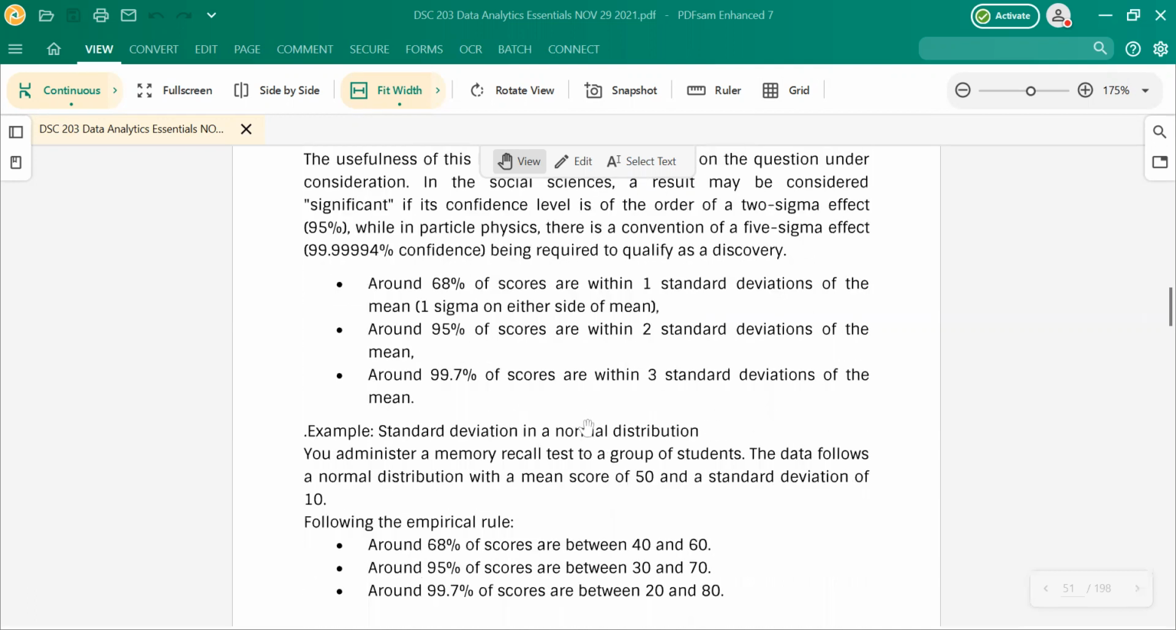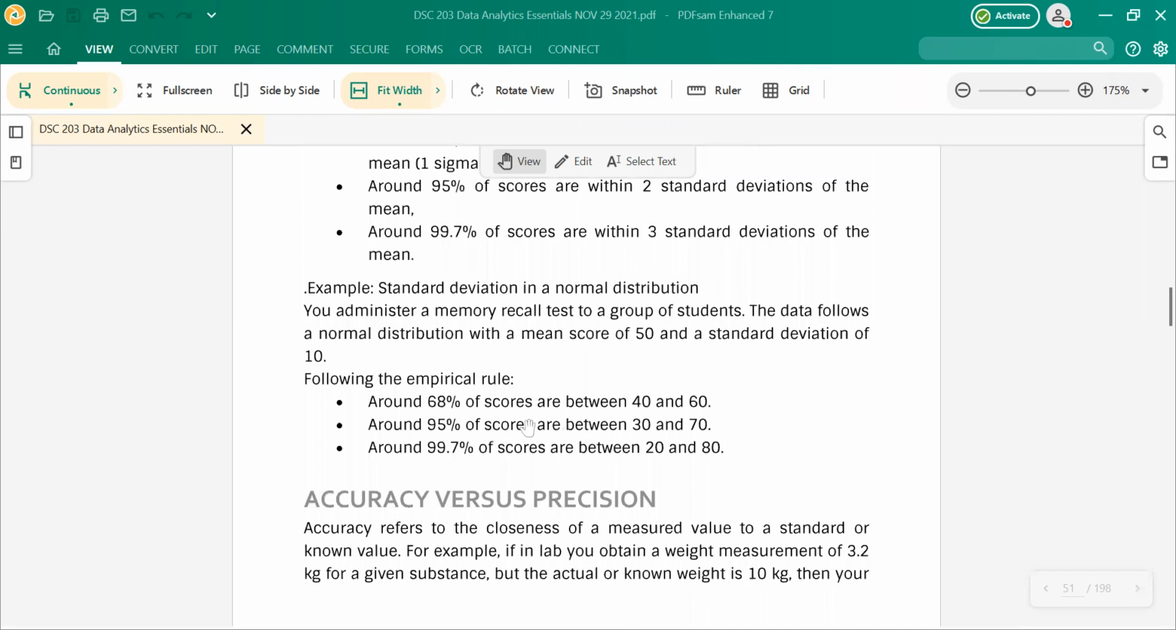Okay. So if the mean is 50 and the standard deviation is 10, this is what it means. If you take the data obtained by the students of a class and plot a histogram, you get a normal histogram.